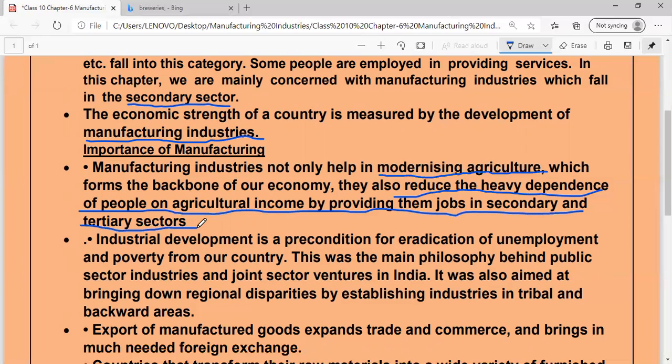And agriculture is the backbone of our economy, and we need agriculture to be developed. So in order to develop agriculture, in order to increase the productivity in agriculture, we need industries.